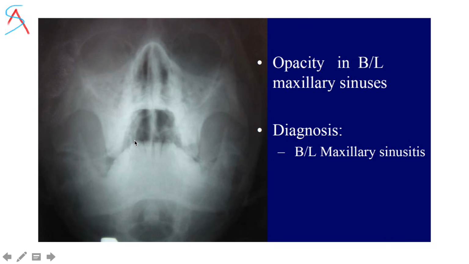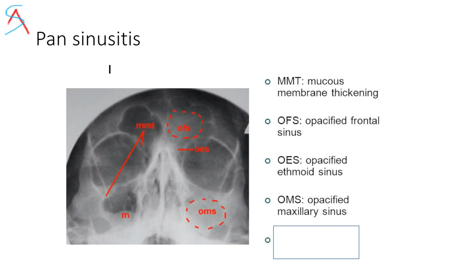So here you can see another X-ray. Here you can see bilateral maxillary opacity. So mostly the diagnosis is bilateral maxillary sinusitis. If there is maxillary sinusitis, with the frontal sinus you can also see some opacity, and here in the ethmoidal sinus also you can see some opacity.